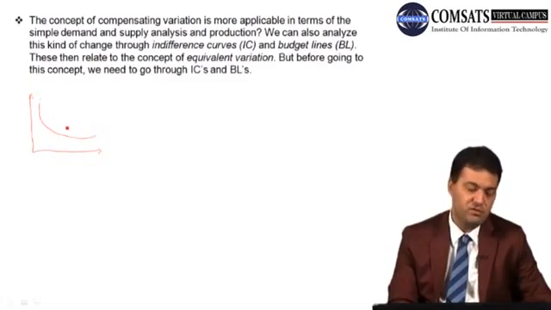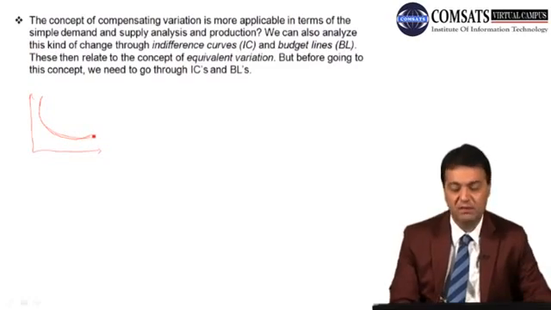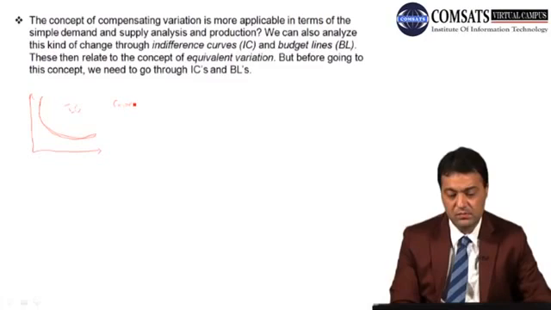This is your indifference curve. This is called an indifference curve. It's a convex shaped curve. It's an IC, indifference curve. It is convex. This shape is called convex shape. If it's the opposite one, it's called a concave shape. This is a convex shape. Let me just write it down again. Convex.